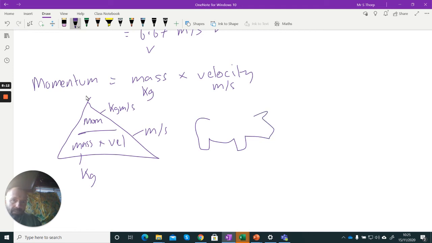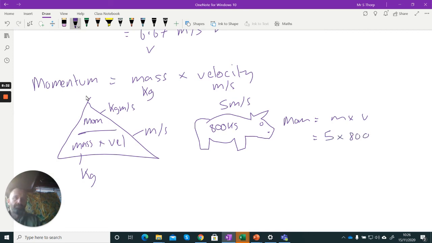It's actually not too bad. Little ears, which is 800 kilograms, moving at 5 meters per second. So the momentum equals mass times velocity, which is 5 times 800. So 5 times 800 is equal to 4,000. And we've got kilogram meters per second. It's not kilogram per meters per second, it's kilogram meters per second.